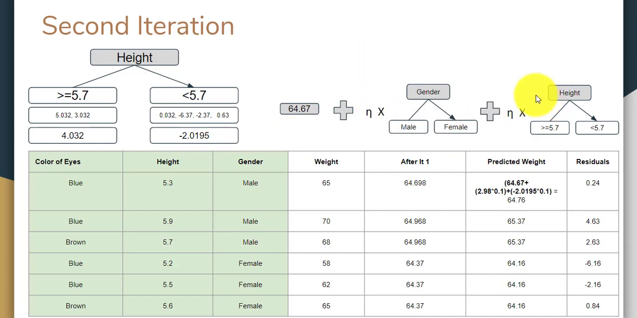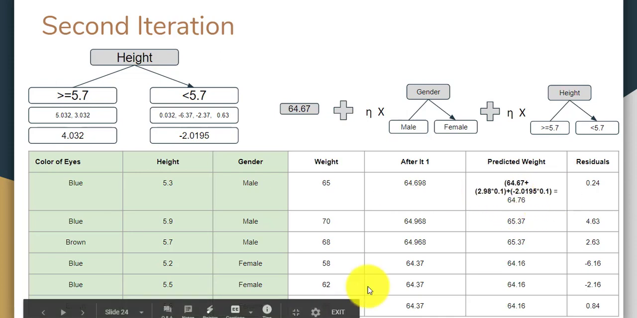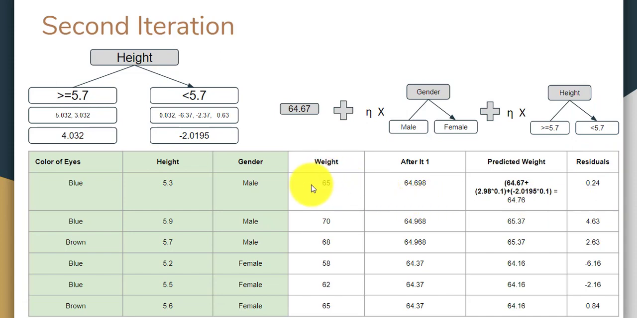So after the second iteration, my final prediction becomes 64.67, the base case, plus learning rate times output of first tree plus learning rate times output of second tree. So for example, for the first observation, 64.67 was the mean, plus 2.98 times 0.1 plus minus 2.0195 times 0.1, which gives me 64.76. Similarly, I can calculate for all, and these are my residuals. Again, residuals are nothing but the difference between actual minus this predicted value.